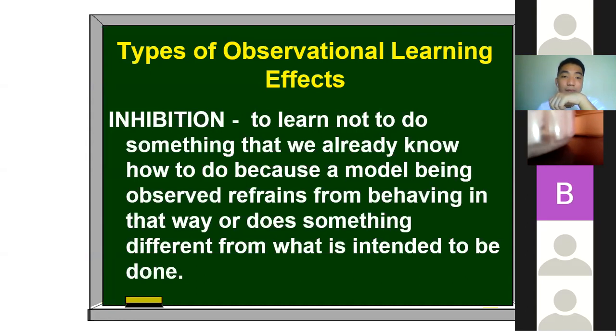So, in inhibition, from what you observed, you learn that you will not do it. For example, the example earlier. So that is inhibition, because based on what you observe, you learn to not do it again. Okay? So you inhibit. You will tell yourself, I will not do it because there is a possibility that I will get punished. So that is the first effect. Remember that the social learning by Albert Bandura is also termed as observational learning.